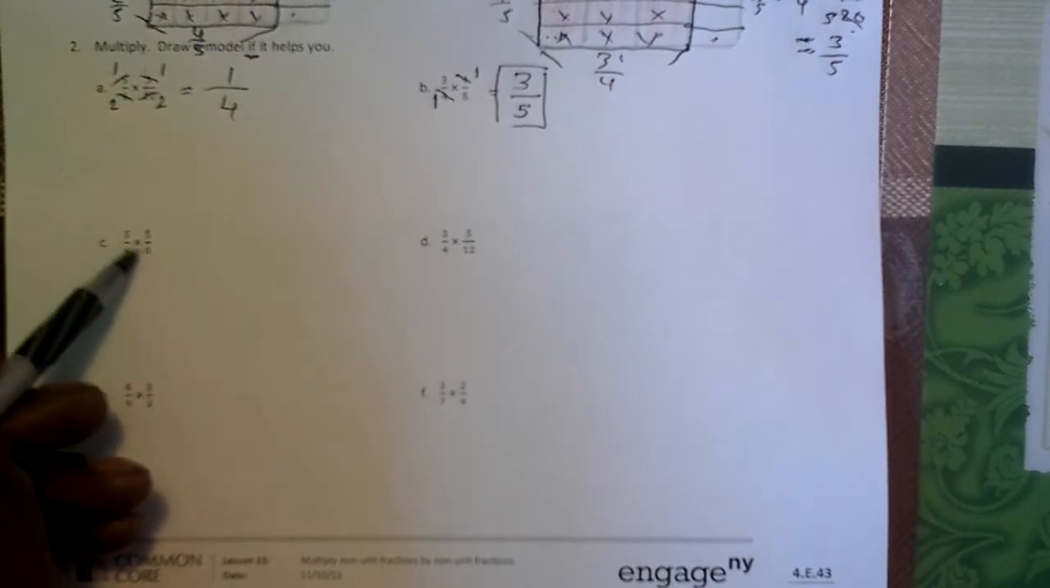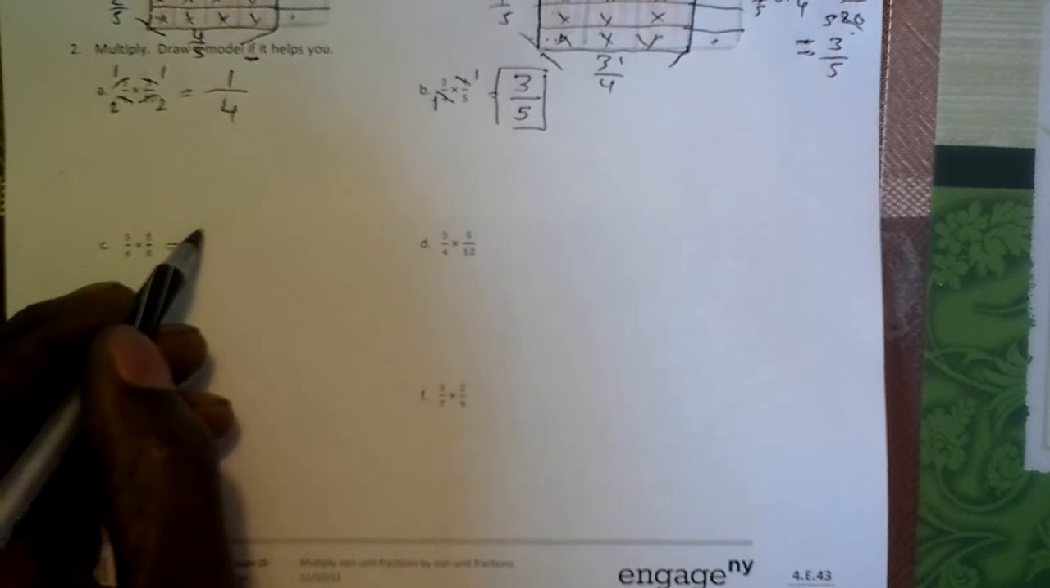5/6 times, is that 5/8? I can't see. Yes, that's 5/8. Alright, so let's look at it. Can we simplify? Well, 5 and 8 don't share the same factor, neither 5 and 6. So no, we just have to do it the way it is.